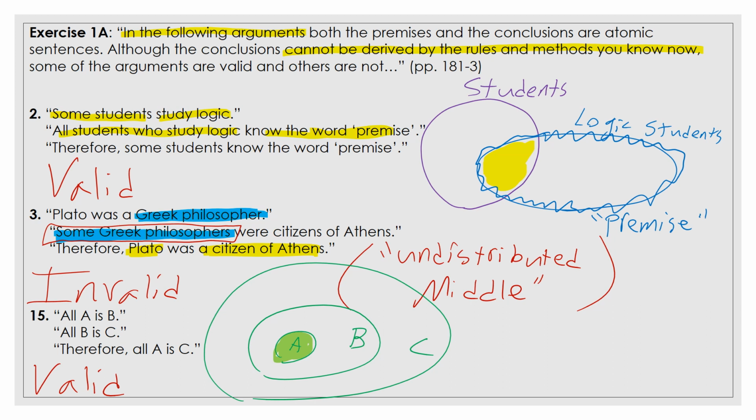Oh, by the way, just a little side note for number 3: the conclusion actually is true. Plato was a citizen of Athens. It just is invalid. Aristotle wasn't a citizen of Athens, although he lived in Athens during a couple of periods in his life. He was a resident alien, which was also known as a metic, M-E-T-I-C. So Aristotle was not a citizen of Athens. Plato was.